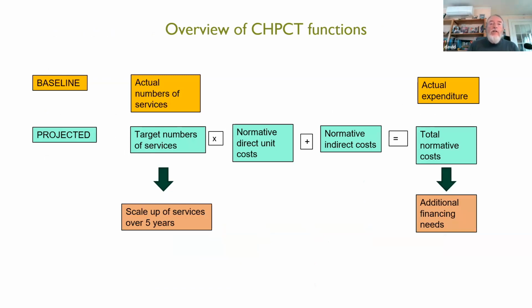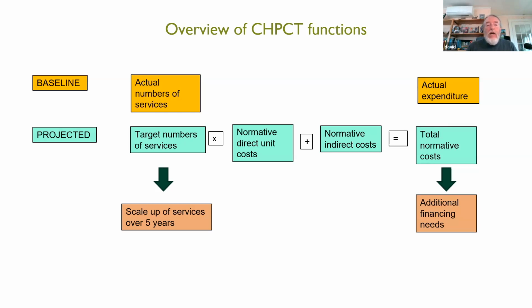So the functions of the tool are kind of two. The user can enter baseline figures, which are the actual numbers of services and the actual expenditure in a baseline year, and then enter 5 years of projections, which can then be compared with the baseline.